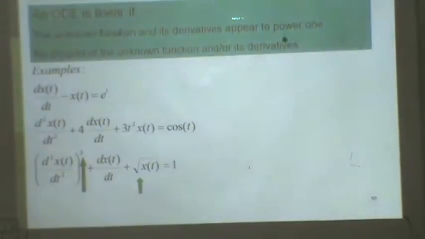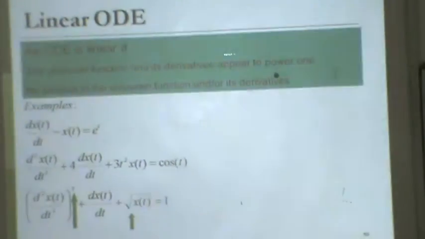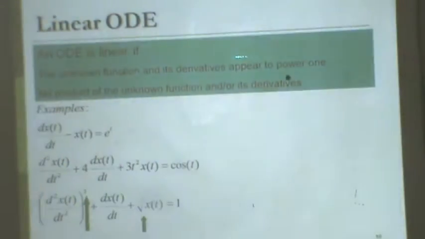So if you look at these three examples, you will understand what is a linear differential equation and what is a non-linear differential equation. A non-linear differential equation is also called Bernoulli's differential equation. We don't have a direct method to solve a non-linear differential equation. So generally we reduce the non-linear differential equation to a linear differential equation and then we find its general solution.